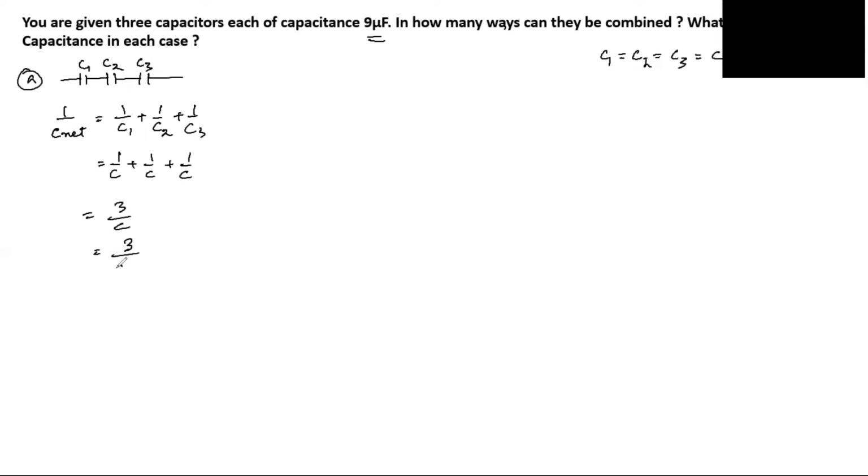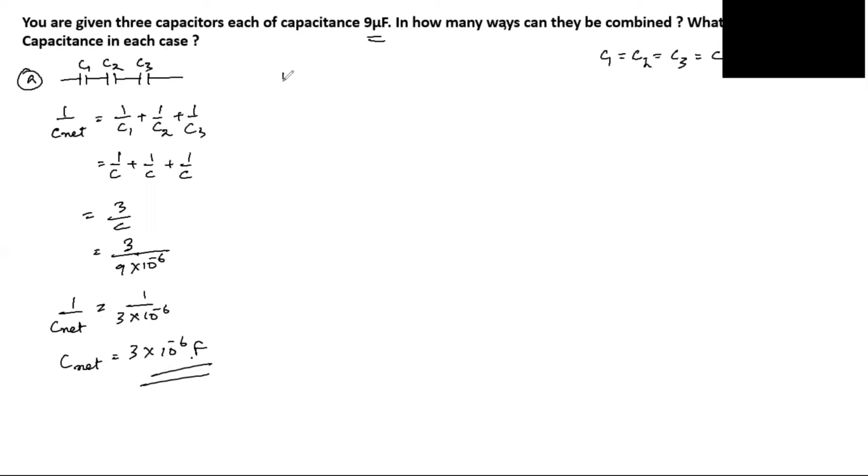And this C value is around 9 into 10 to the power minus 6, 9 microfarad. Okay. So we have 1 by 3 into 10 to the power minus 6. So this is 1 by C net. So when you find your effective capacitance, it is 3 into 10 to the power minus 6 farad. Alright, so this is our first arrangement, and this is the effective capacitance of this arrangement.